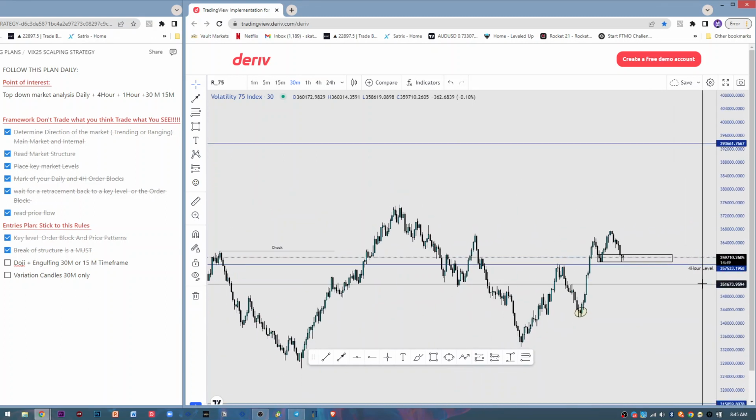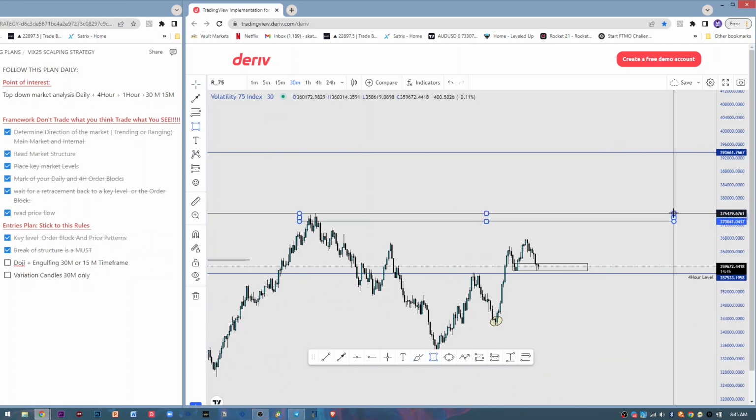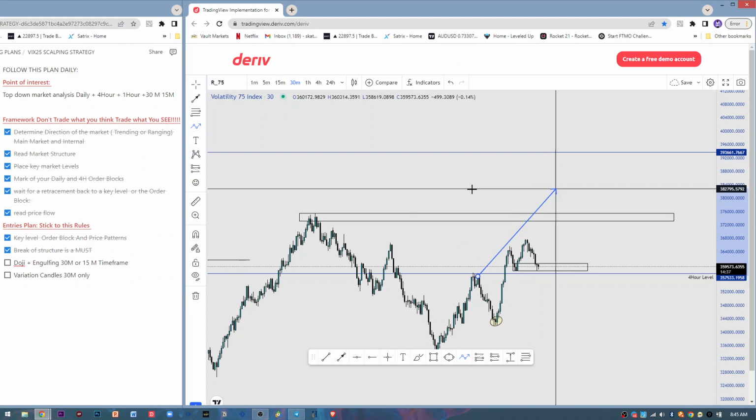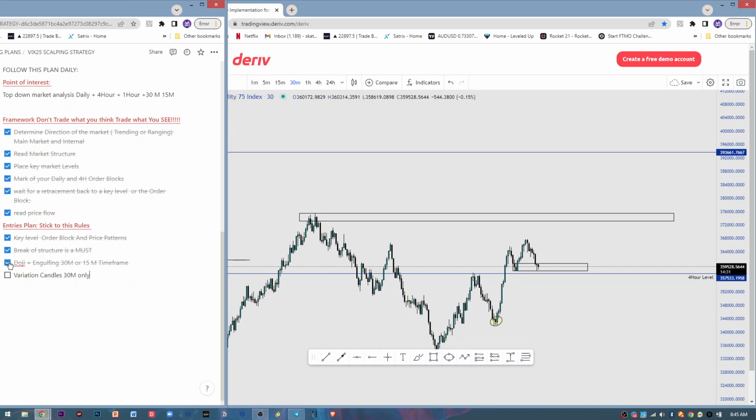So if we get that setup, where are we going to target? This is going to be our high. This is going to be our first target region. And our second target region is going to be this region right here on our daily, where we saw some major reversals from. So that is basically what we stick to. We don't have this doji and engulfing yet, and we don't have variation candles yet.